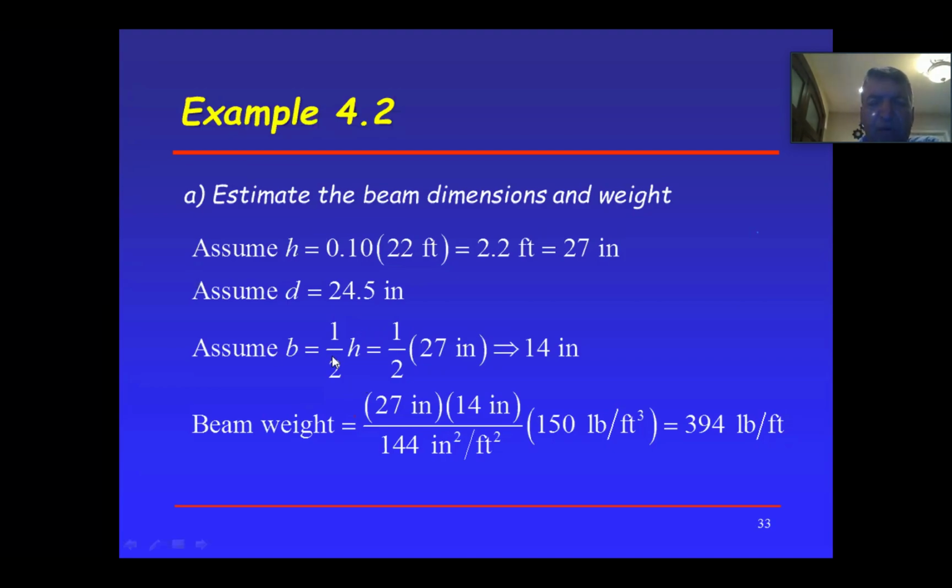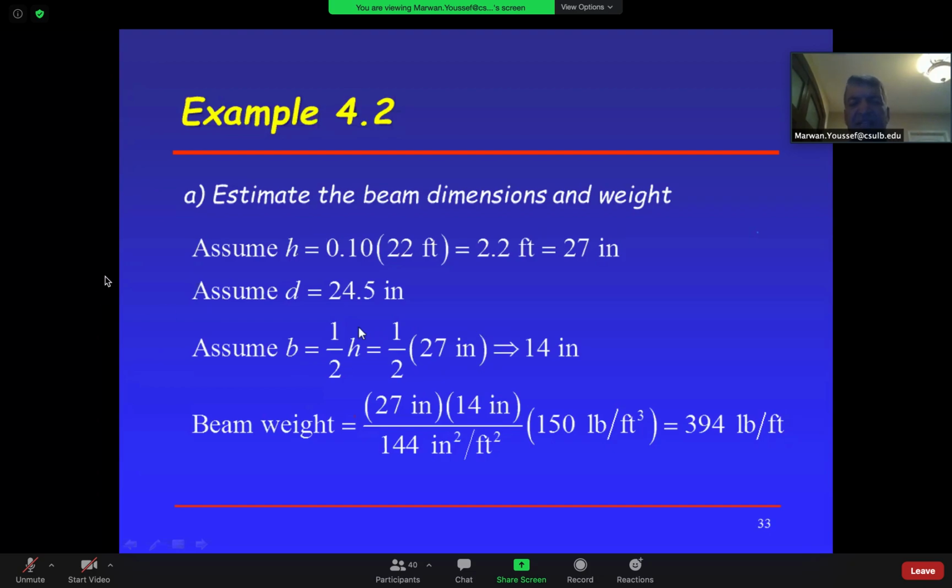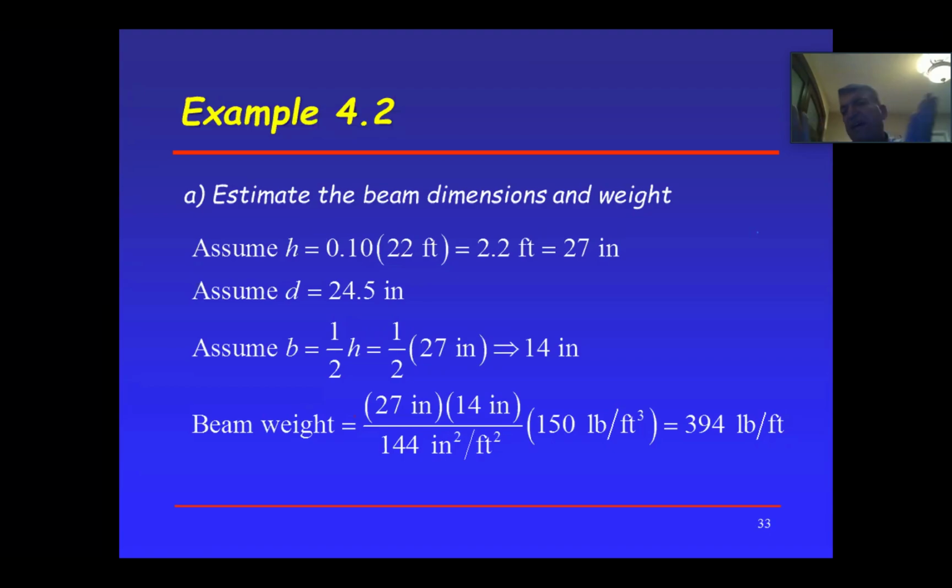All right. So we know that H is 10% of the length. For D, we said take this minus 2.5 gives you that, and B is half of H. If the depth is this, I'm going to estimate the width as half of that. Again, it's an assumption. Can I assume 0.75? Yeah. Can I assume 0.8? Yeah. But when you check, you will see how we're going to verify that.